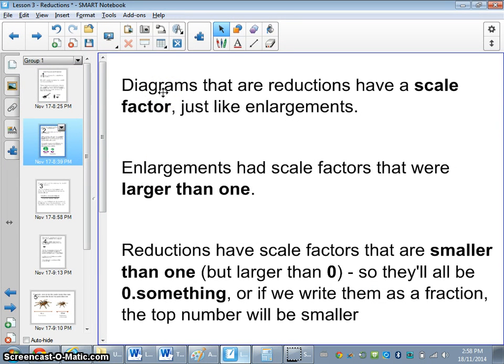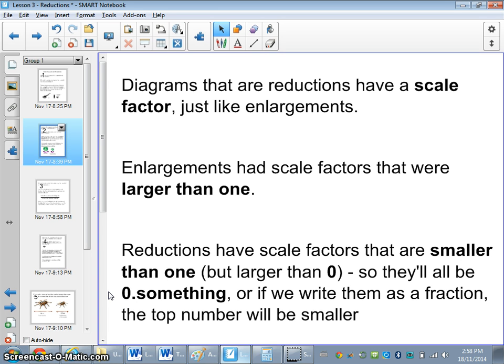Diagrams that are reductions have a scale factor just like enlargements. In enlargements, it was how many times bigger the diagram is. In reductions, it's telling us how many times smaller the diagram is. So enlargements had scale factors that were larger than 1. Reductions today have scale factors that are smaller than 1. All right, they will be less than 1, but they will be greater than 0.